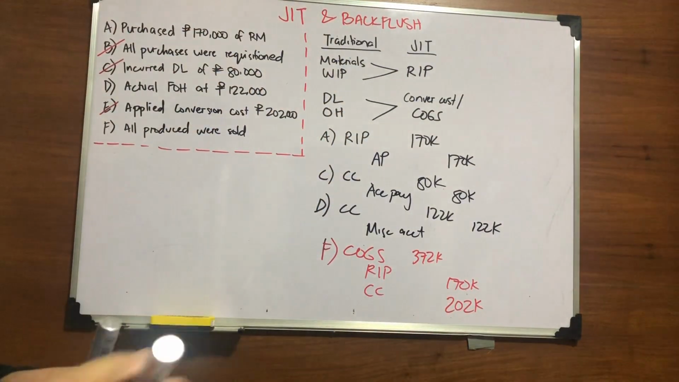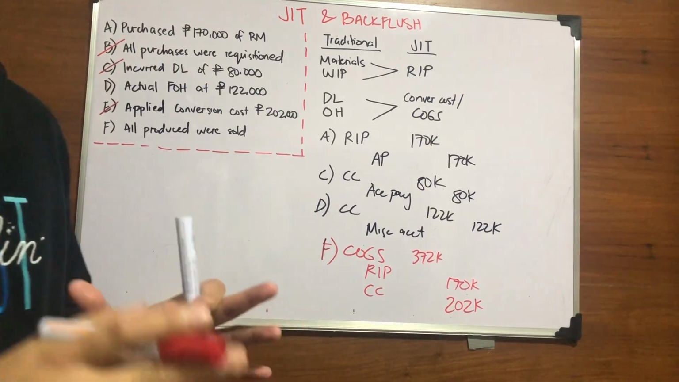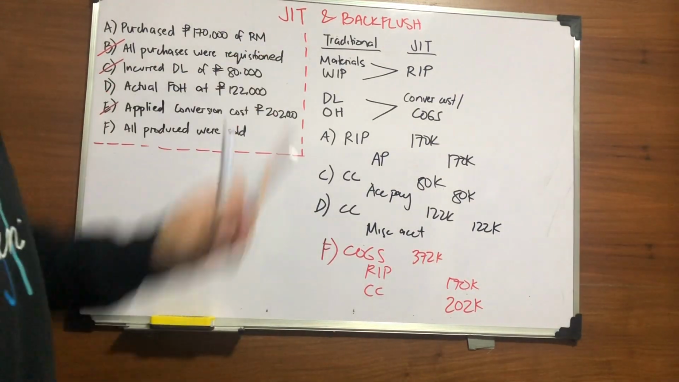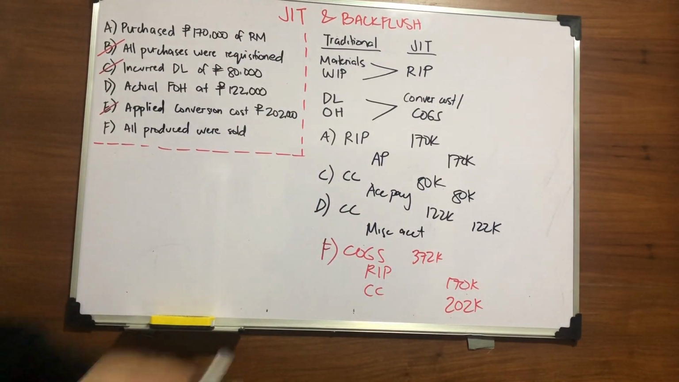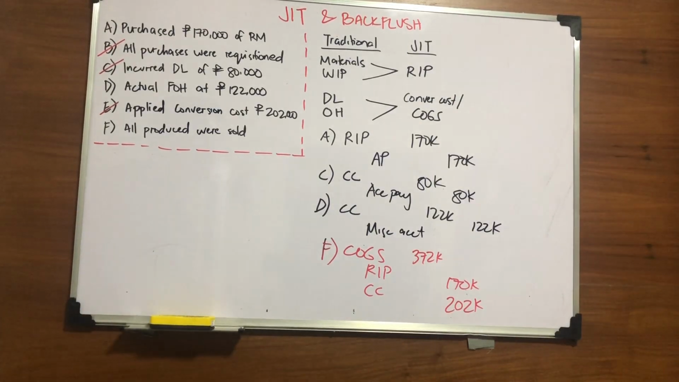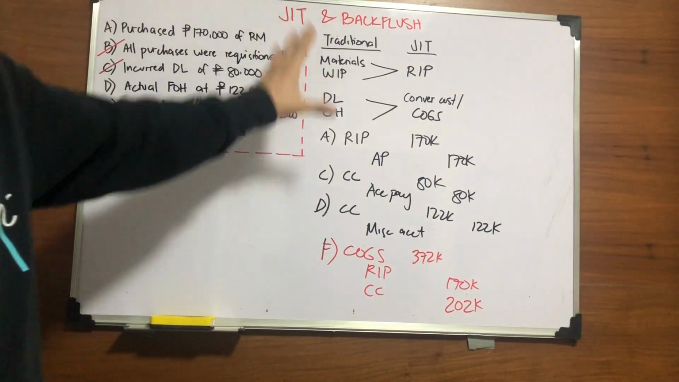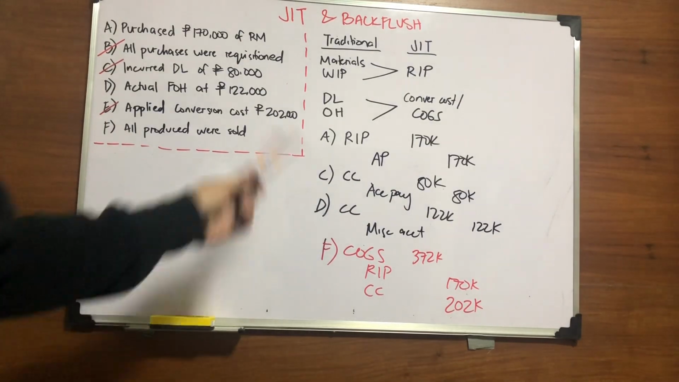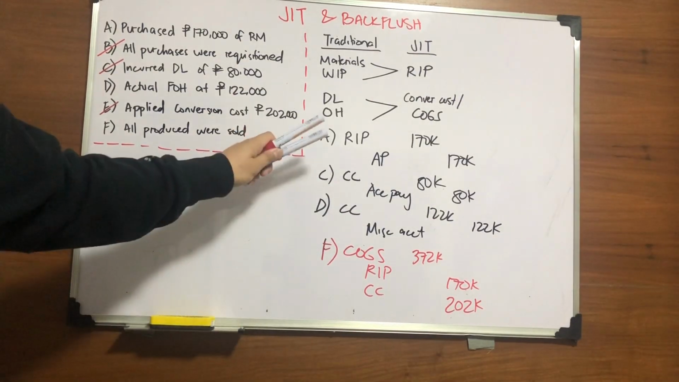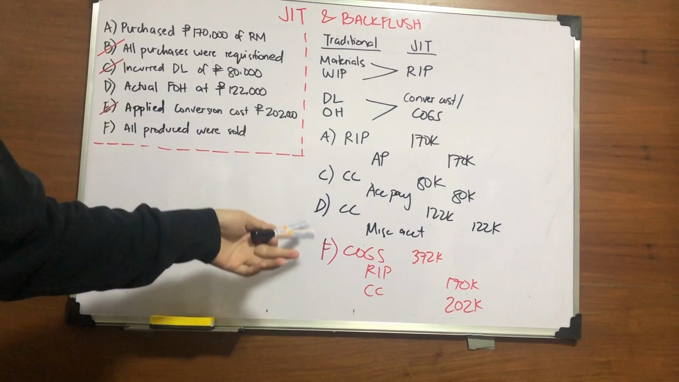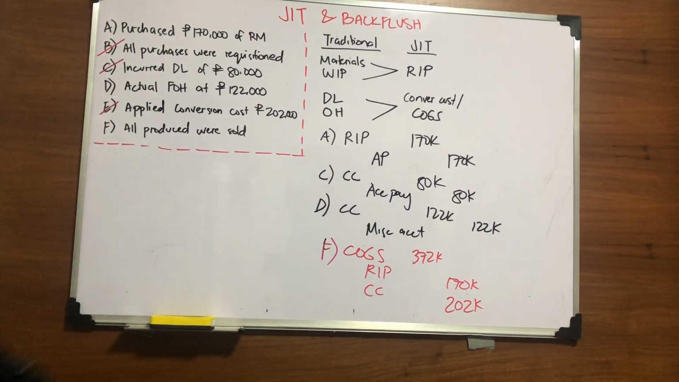Now, I want you to have a side-by-side comparison of the just-in-time costing and the traditional costing. Imagine in the traditional costing, our pro forma journal entries were long. But in this case, we were able to reduce it into just 4 journal entries to come up with the cost of goods sold.